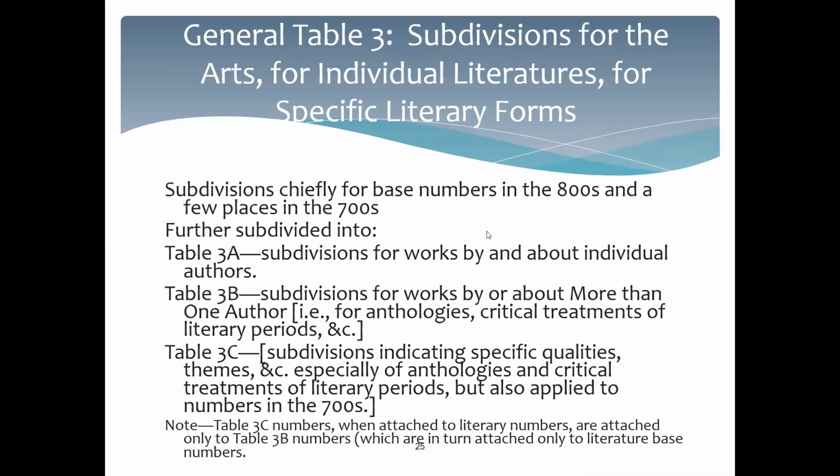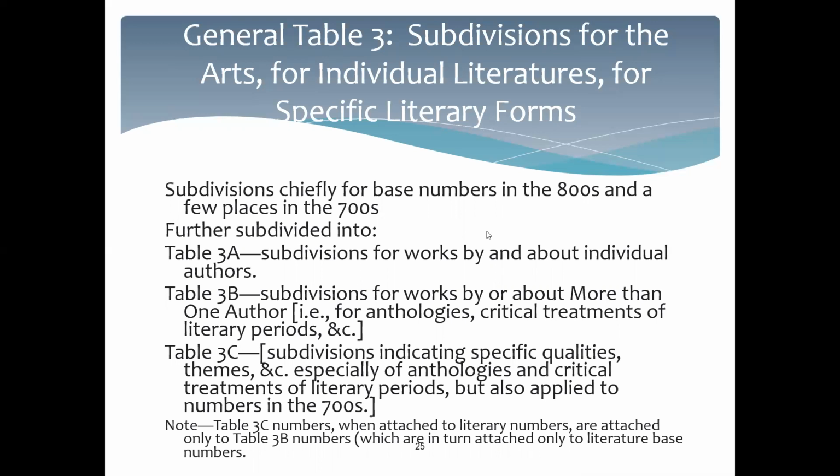Table 3, this is really where you're going to spend time for individual literatures and specific literary works and specific literary forms. This is going to be another one you're going to spend time with next week. If you're going to put something in the 700s or 800s, this is going to be one of your go-to tables. So if you're working in the 700s or 800s, this is a table that you're going to spend time with.